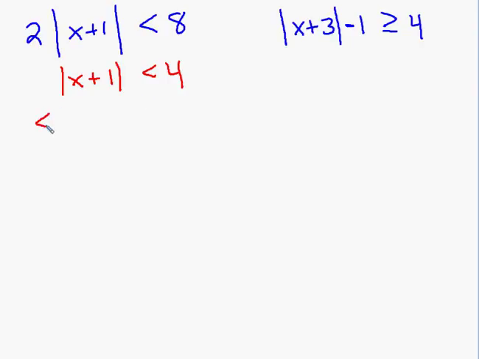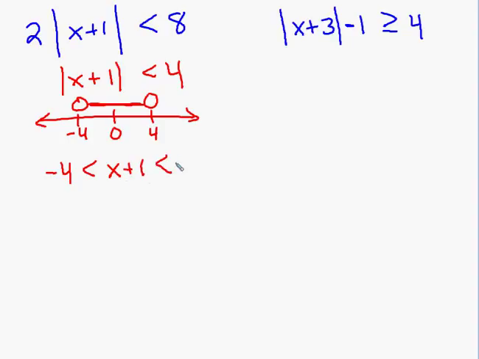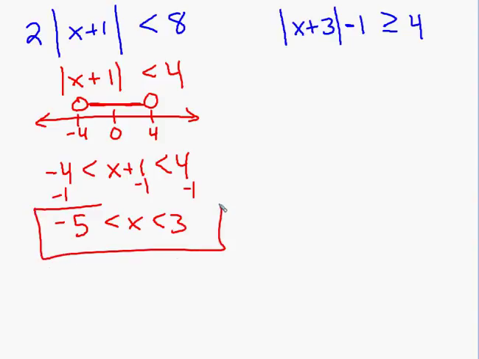But before I split it, I quickly use my number line and I think, which case do I have? All the absolute values that are less than 4. That would be this case. So I have negative 4 is less than x plus 1 is less than 4. Between those. Subtract my 1. Negative 5 is less than x is less than 3. Done.